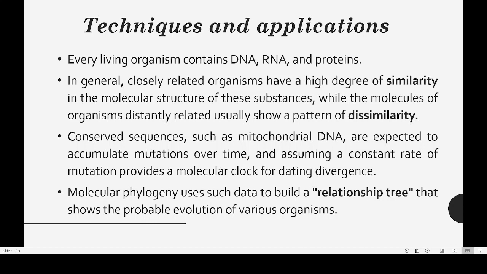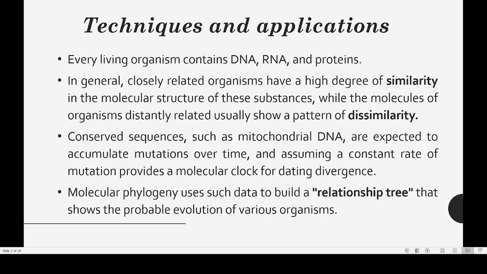Now molecules of organisms which are distantly related, as I told you in the case of rabbit and lion, are distantly related. So their DNA sequence also shows more differences. So this is one of the important rules. The closer the relationship between organisms, the higher will be the DNA similarity. And those organisms which are distantly related may not show that much similarity, or their DNA dissimilarity or DNA difference will be higher.